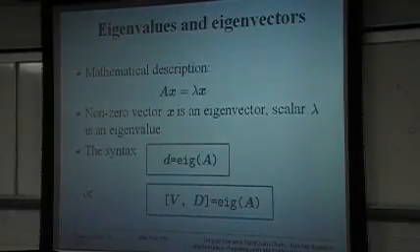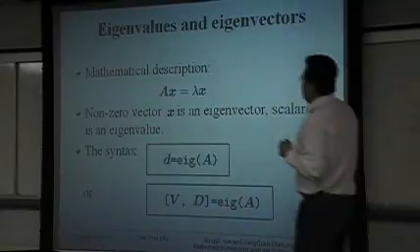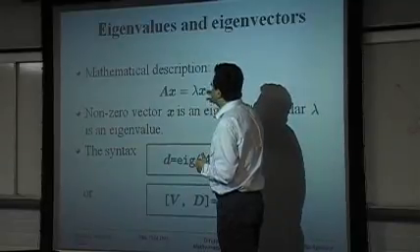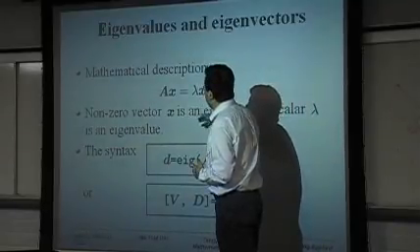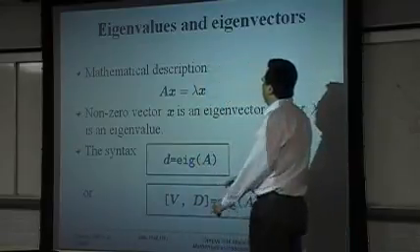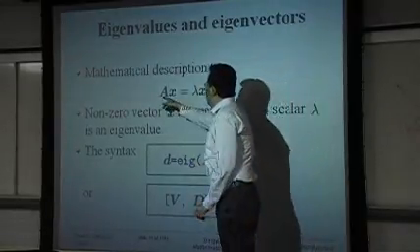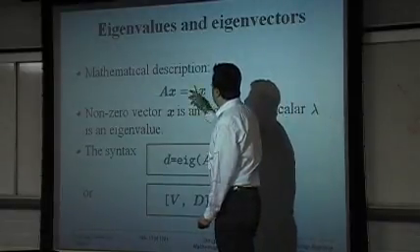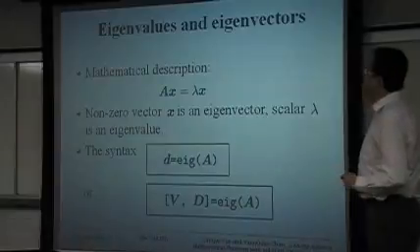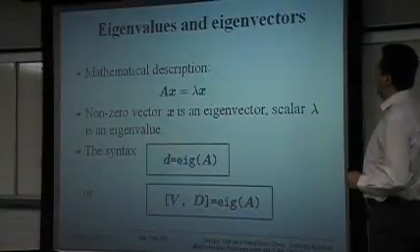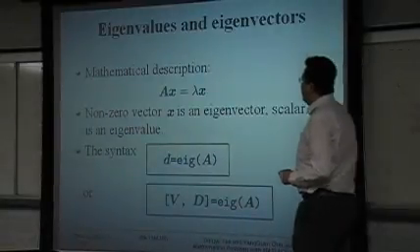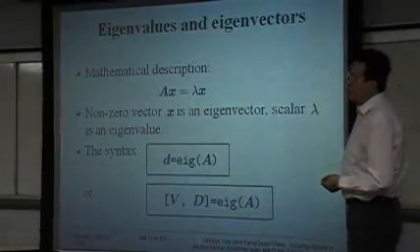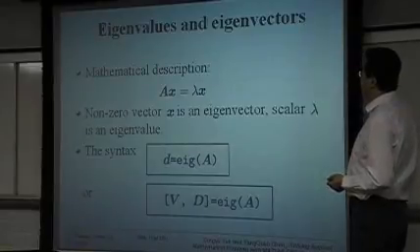In mathematics, for matrix A, if there exists a column vector X, and if there exists a lambda, a number, which makes this equation satisfied, then we call lambda one of the eigenvalues of the matrix. And for an n by n matrix, normally we will have n eigenvalues and n eigenvectors.